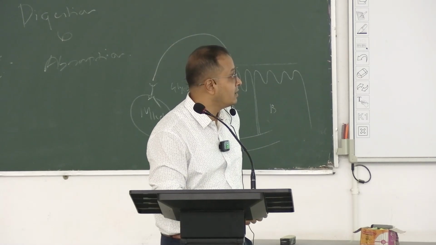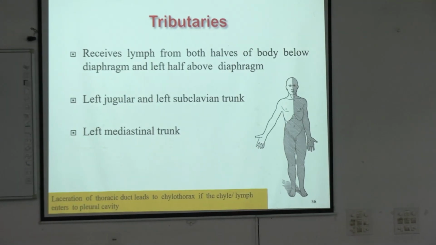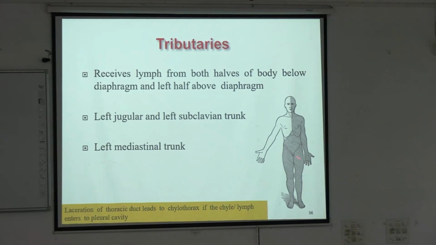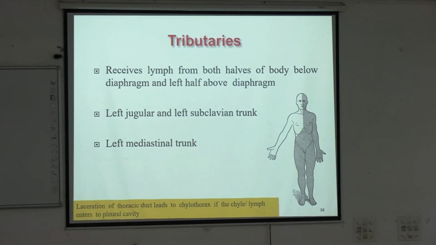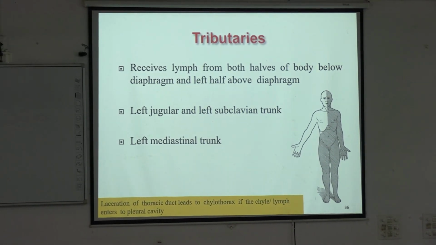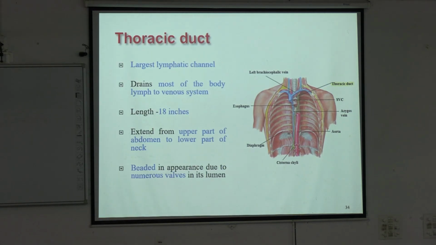What is the function of it? It is draining the lymphatics. Which part of the lymphatics is drained? This shaded area of lymphatics is drained. So all the lower limb, the whole abdomen, the left side of the thorax, the left upper limb, and the left side of the head and neck drain through this particular lymphatic channel, the thoracic duct.